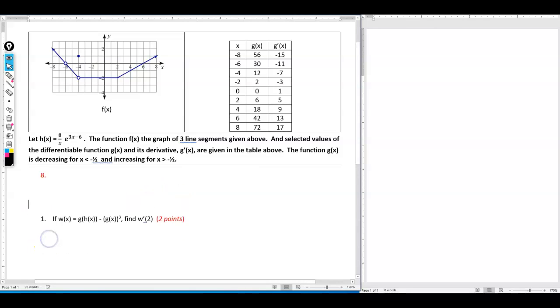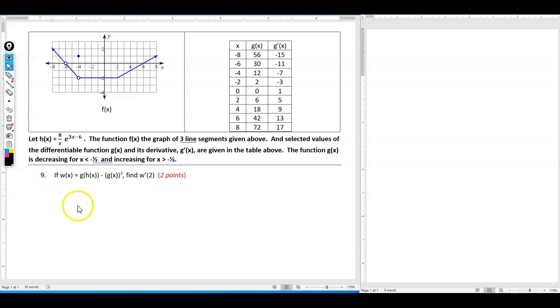All right, last FRQ example for you. Number 9. Same rules for getting points here as doing the derivative. And then the second point is for plugging it in and getting the answer. So they want us to find w prime of 2. To do that, we need to start by finding the derivative of w.